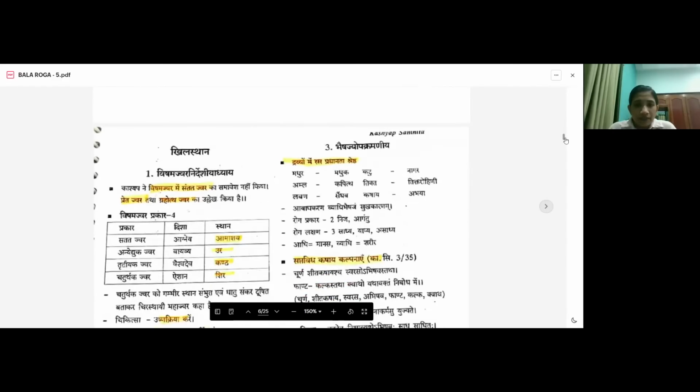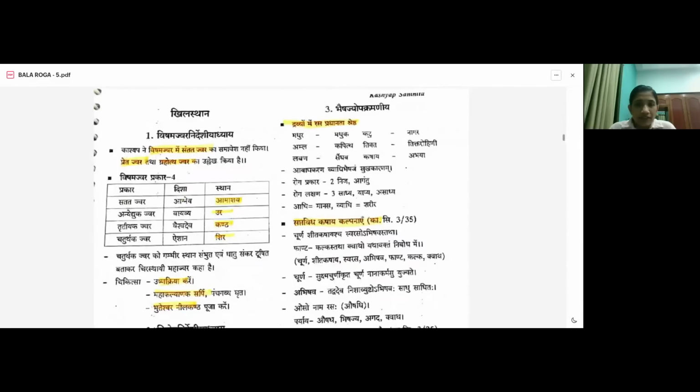Next we are discussing the Chikitsasthana of Kashyapa Samhita. Total 80 chapters are present in Chikitsasthana. So the first one is Vishama Jwara Nirdeshiya Adhyaya. Here Santata Jwara is not included in Vishama Jwara. So Kashyapa has not mentioned Santata Jwara in Vishama Jwara.